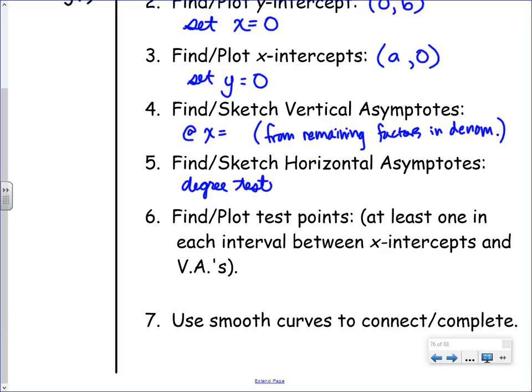Now, number 6, find and plot test points. At least one. Oh, what? You have to make a table? What did I say instead? Okay. Now, why did I still put this? Because the book is still going to say this. It's going to say find sufficient solution points, plot more points. What did I tell you to check instead? Behavior near the asymptotes. The VAs.